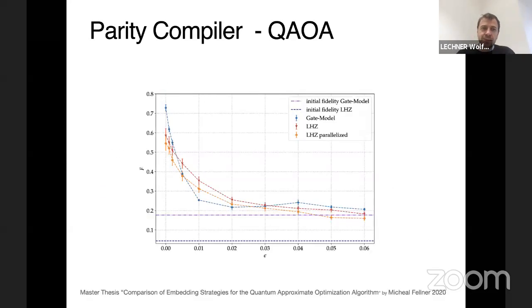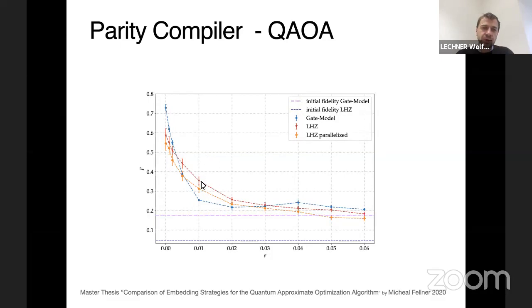And this actually means that if you have no error in your CNOT gates, it's always better to do the standard gate model with swap operations. However, once you introduce errors on the CNOT gates, there is a window where it becomes advantageous to have fewer CNOT gates and more qubits. And this is taken from a master thesis from Michael Fellner, one of my students.